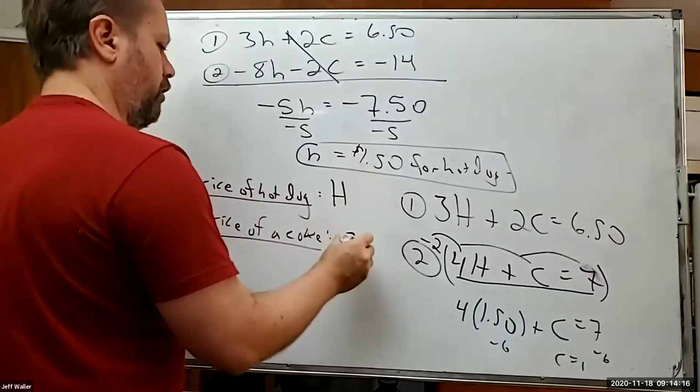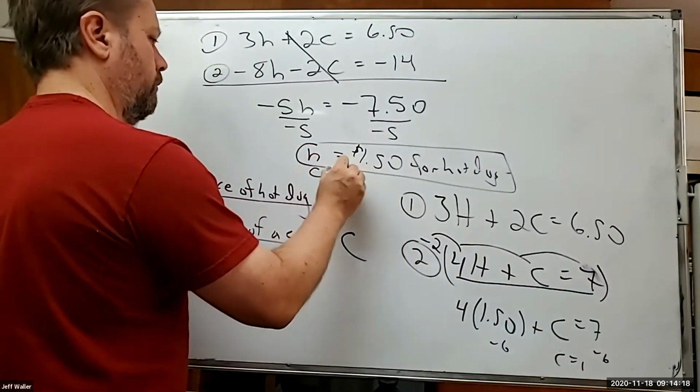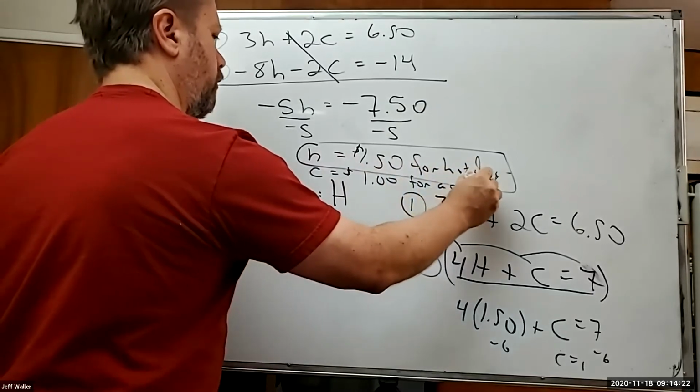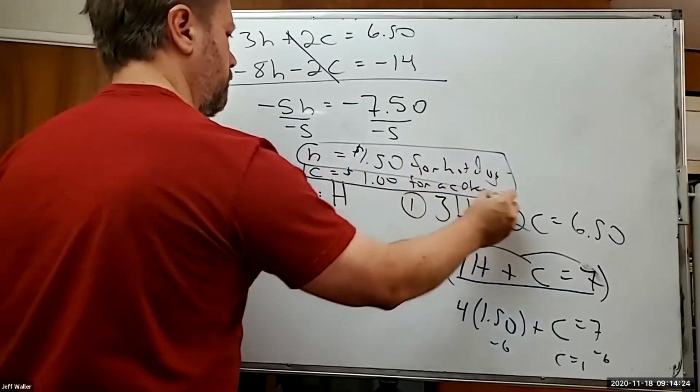So if I subtract 6, I get C is 1. So the cost of a Coke is $1 for a Coke. Phew.